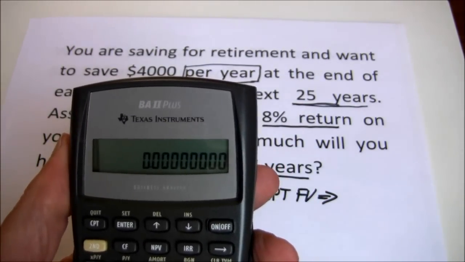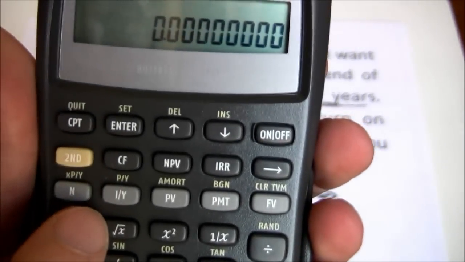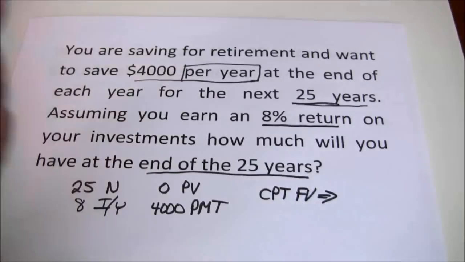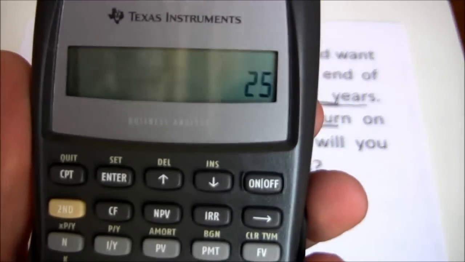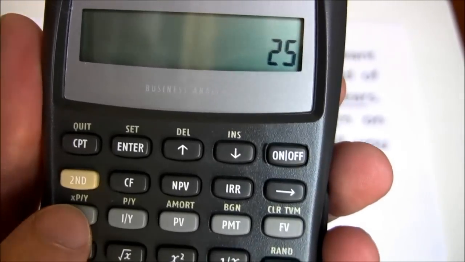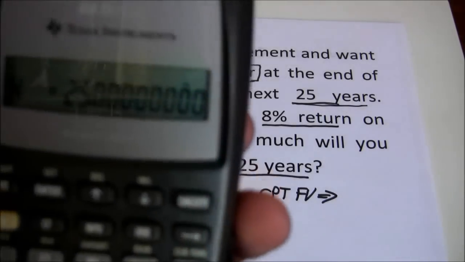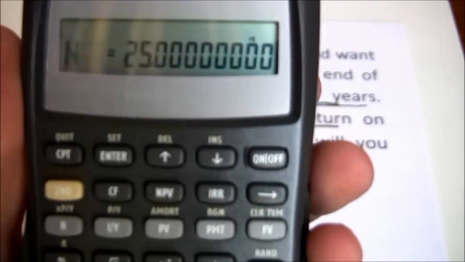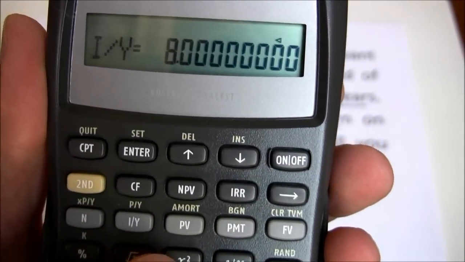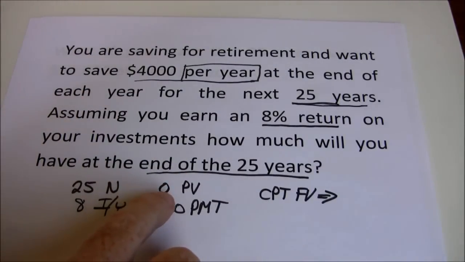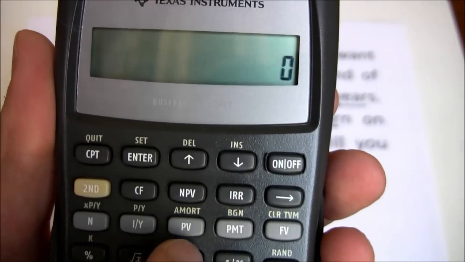Clear out a couple times so we're staring at our blank screen again. And again, we're going to be using our 5-key approach. Our N was 25. So we just put in 25. Press the N. 8 was our interest per year. So let's press 8. And then go up here to the interest per year. 0 present value. So 0 PV.